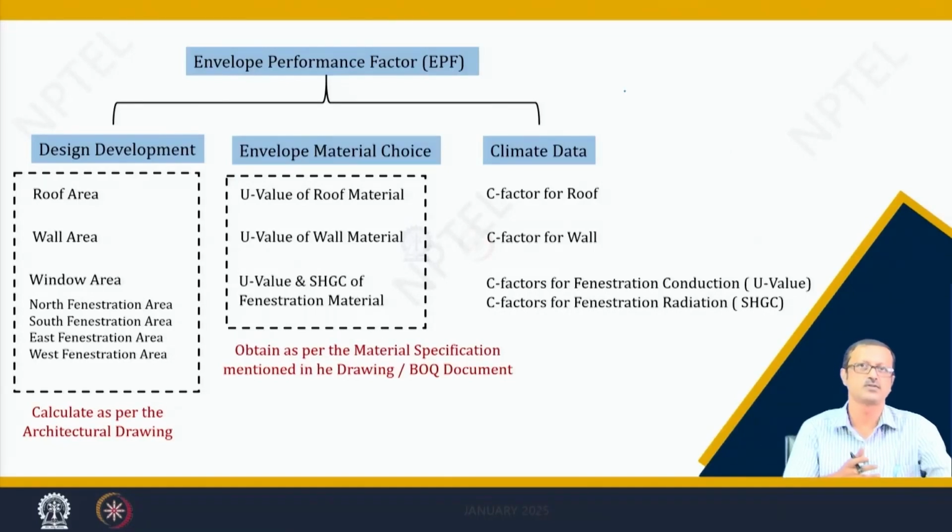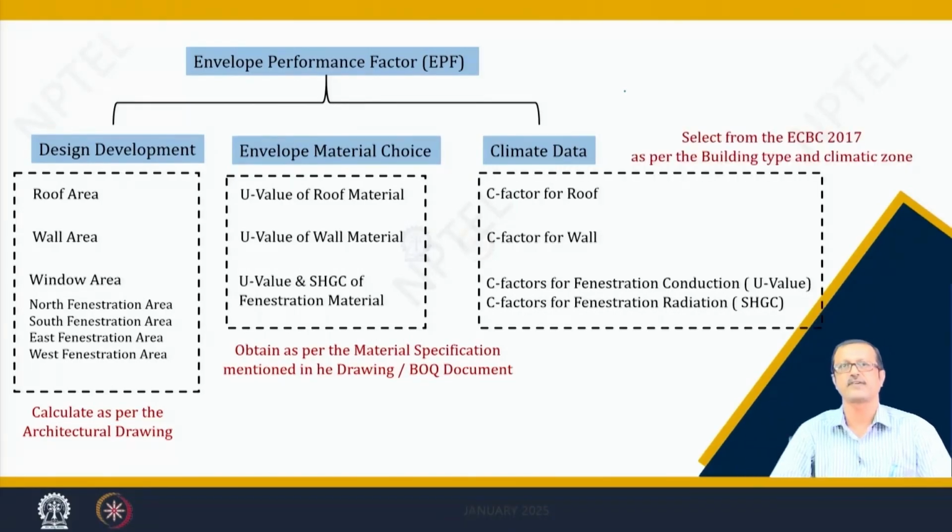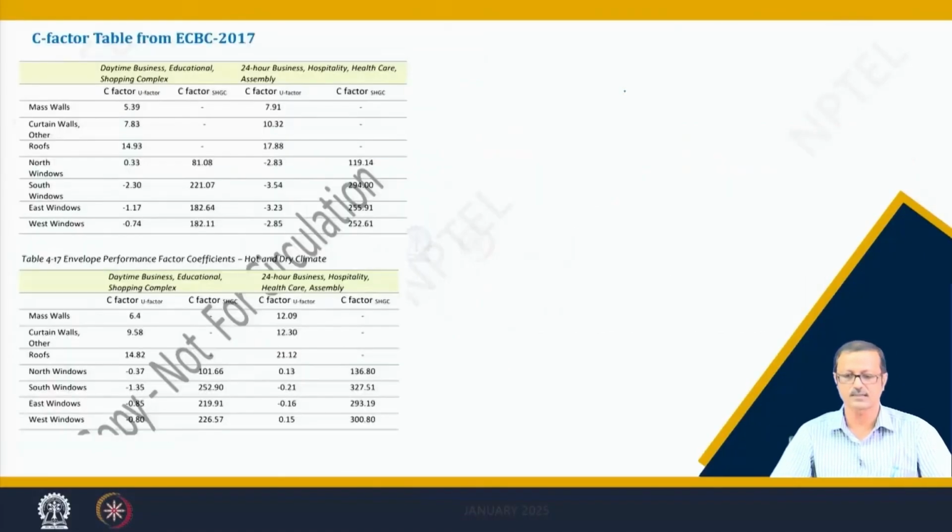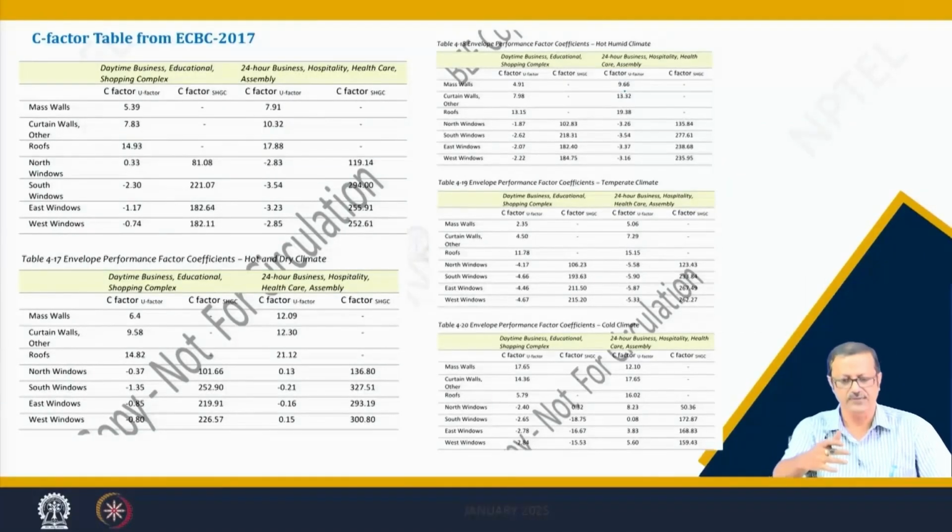What is the material? Brick? So, you know its U value, take that one. The climatic data are the C factors, capital C. For the roof you have to select some kind of C factor from the ECBC code as per the building type and the climatic zone. For the wall you have to collect the C factor for different climatic zones and the building type, and also the C factor for fenestration. There are 2 C factors for the fenestration, one directly linked with the U value and one directly linked with the SHGC. So, these C factors are mentioned in the code.